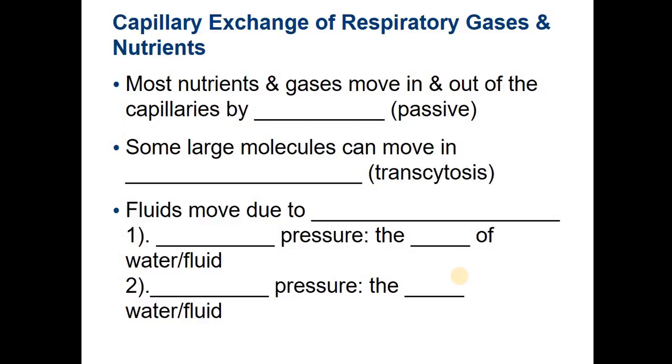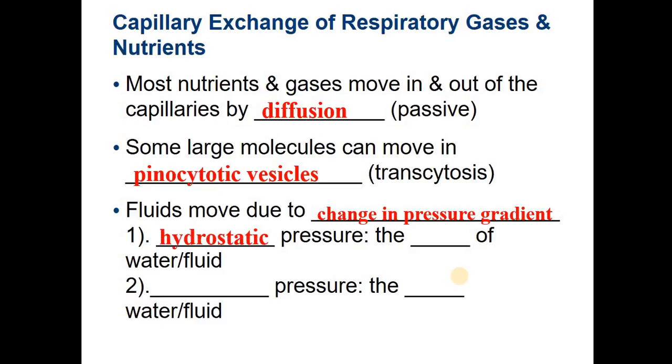So, capillary exchange of respiratory gases. Most nutrients and gases move in and out of the capillaries by diffusion. It's passive. It's simply going to move from high concentration to low concentration easily. Some large particles can move in pinocytotic vesicles. So that's moving in the vesicles and it's pulling in the particle as well as the fluid in the environment around it. Fluids will move due to change in the pressure gradient.